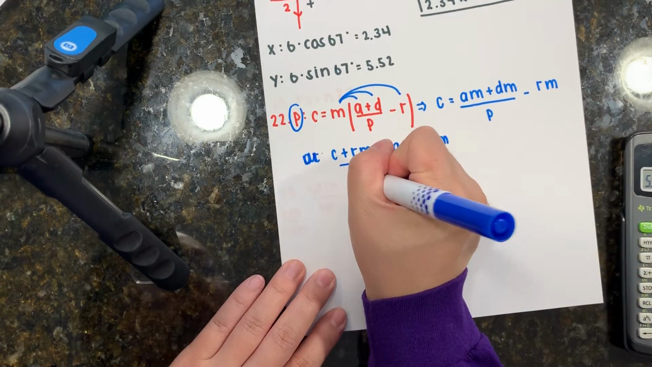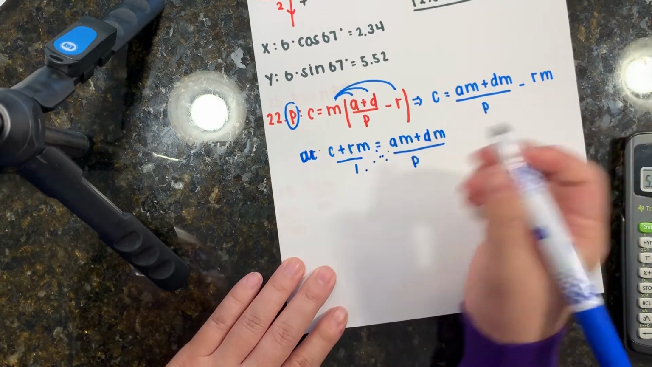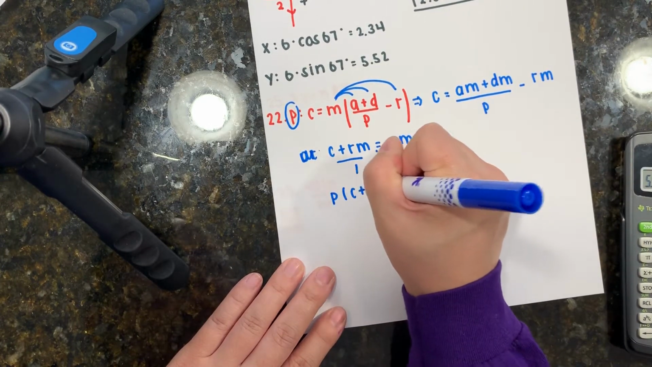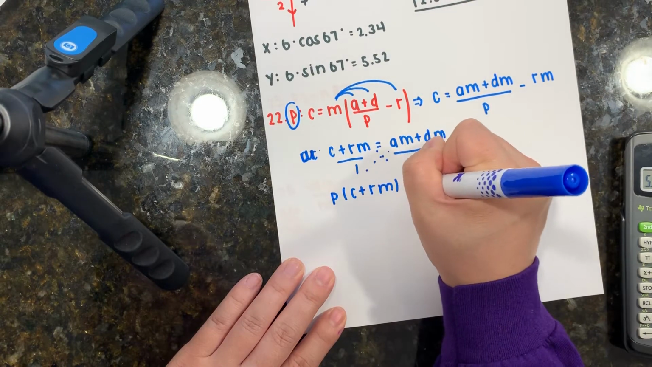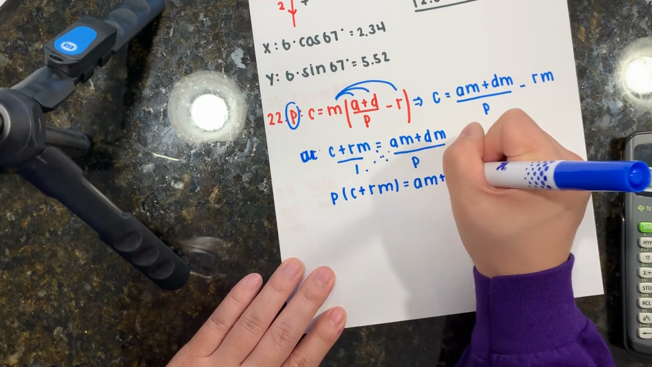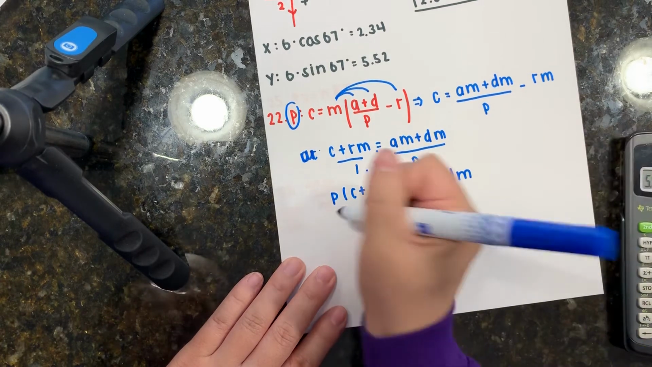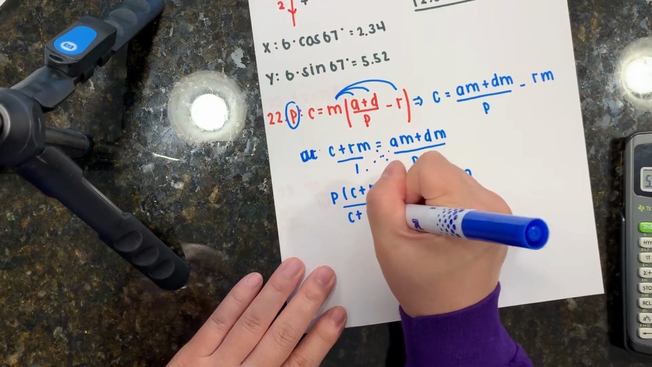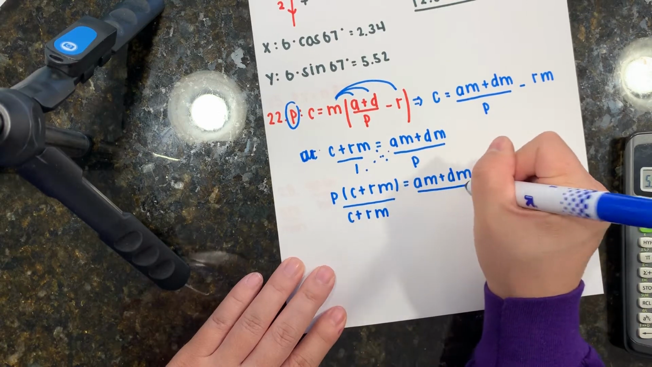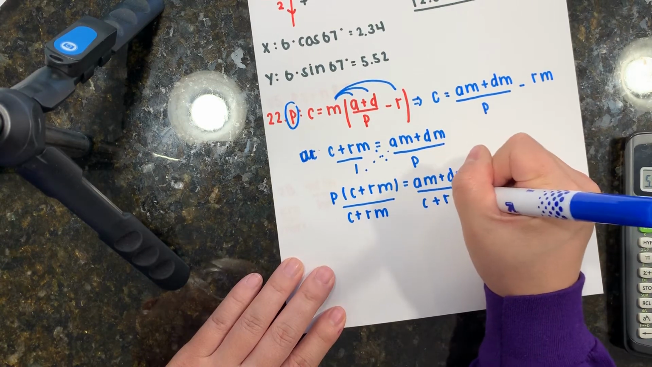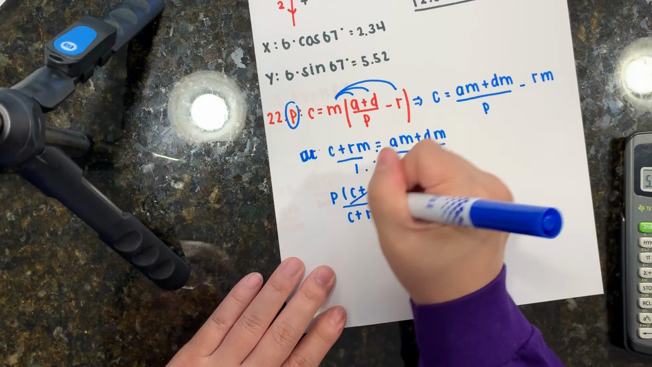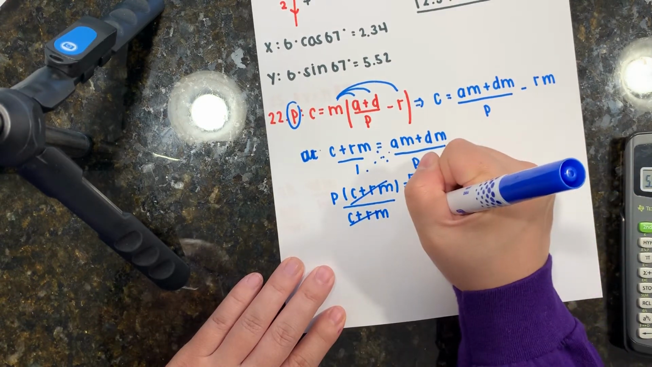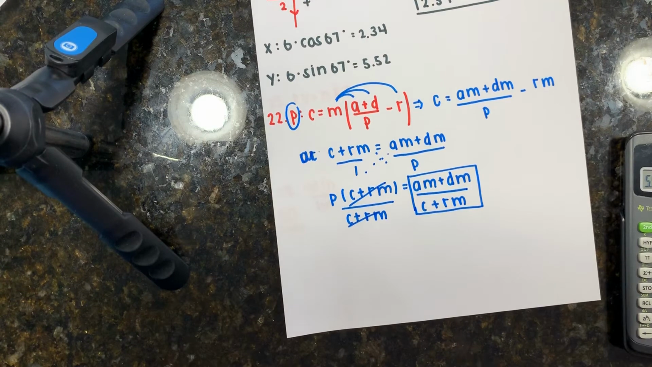Now I'm going to cross multiply. So that would be P times C plus RM equals AM plus DM. And then to get the P by itself, you're going to just divide by C plus RM. And that would be your result. AM plus DM over C plus RM.